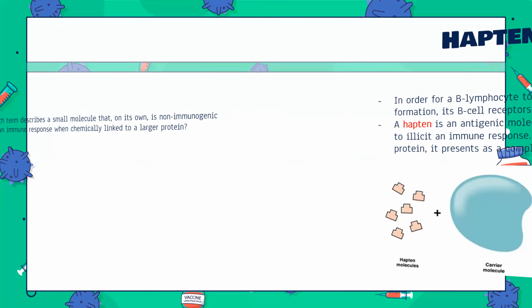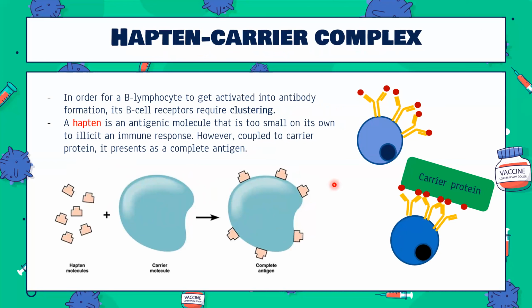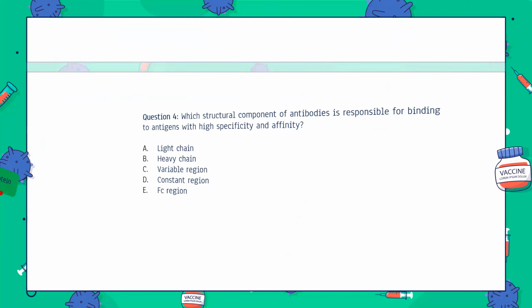Looking back at our slide, it is because when a molecule is too small, it is an antigenic molecule, but it is too small to kickstart a response. It is called a hapten, and it needs to bind to a carrier protein in order to stimulate this clustering and this actual activation. All right, next.